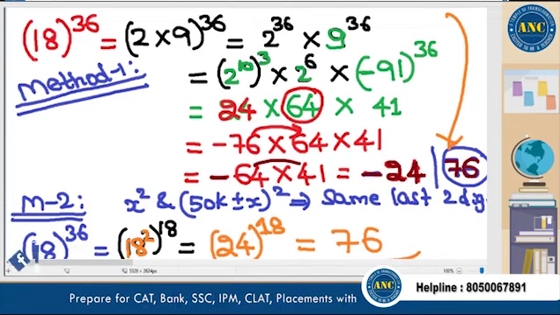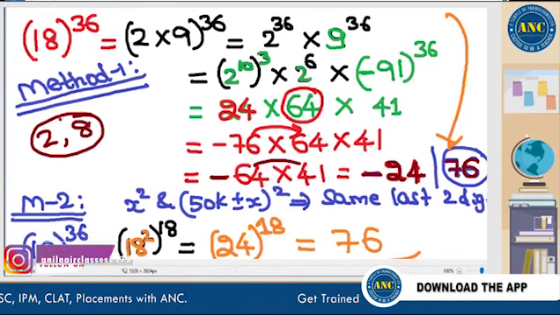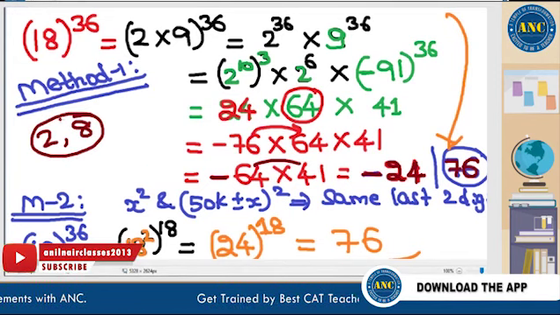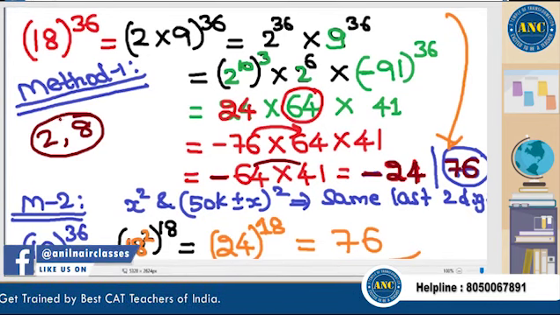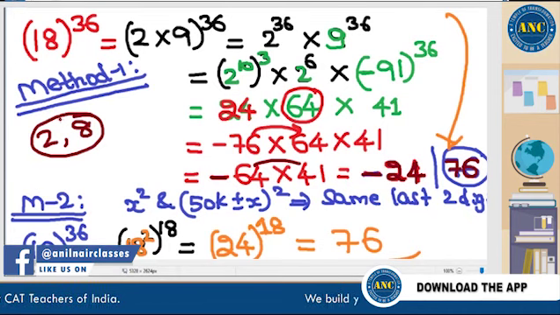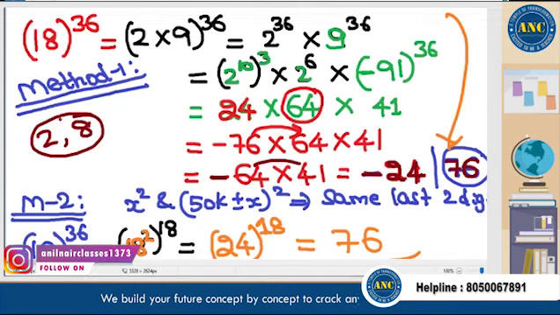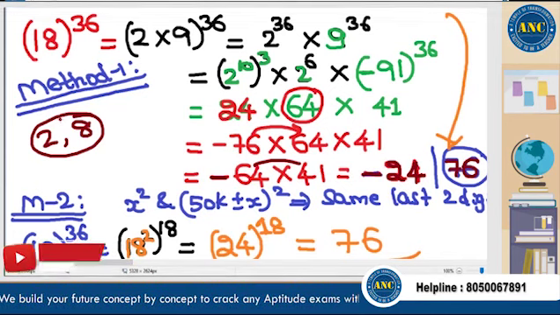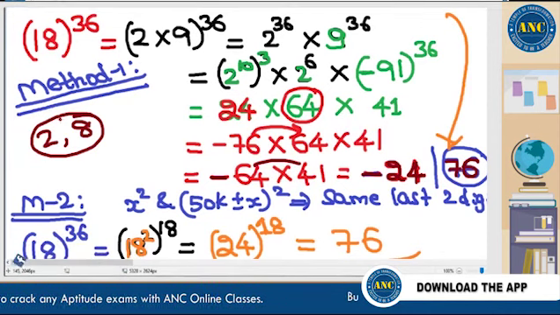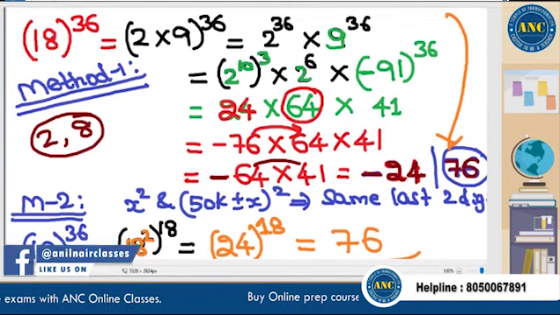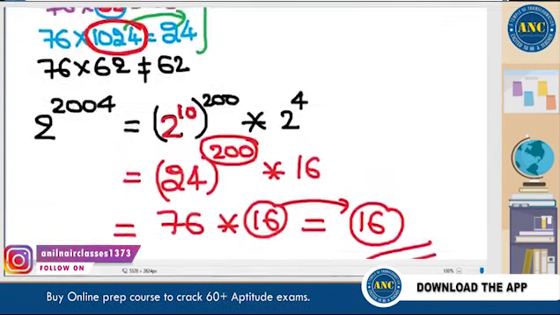Next, the first question's unit digit is 2, the second question's unit digit is 8. Now Anil, minus 1 minus 17 minus 1, I think you are putting everything in the base. Minus 19 is what you are saying. Minus 19 power 36 is nothing but 19 power 36. 19 power 36, apply type 2, that is nothing but last two digits type 2. Clear, sir?